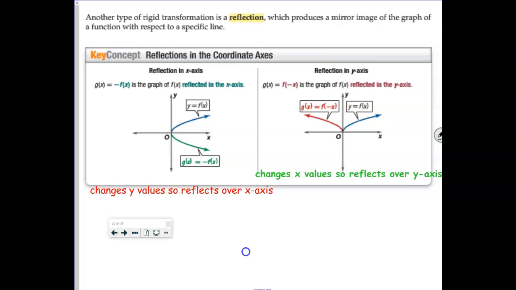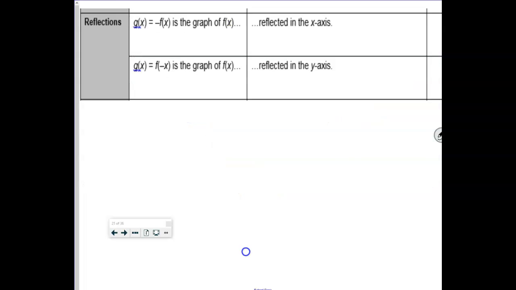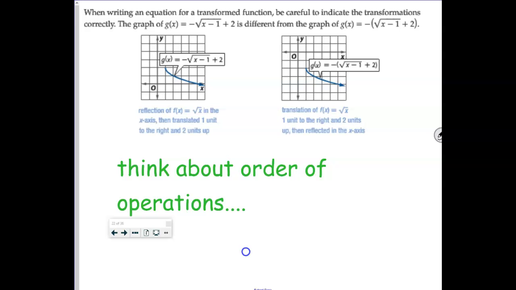All right, we're going to see a lot of that today, and that's probably the toughest part of the lesson. So we've talked about reflections already. That was yesterday. This is the order of operations, order matters thing. So look here, guys. This is from your textbook. It's not in your notes anywhere, I don't think.